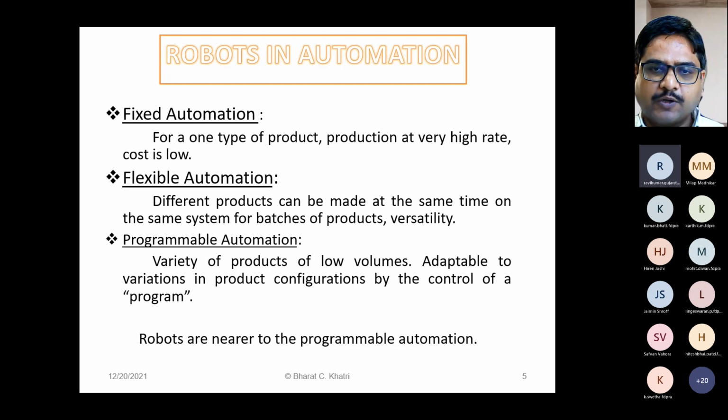You can go for a very low volume, and it is adaptable to variation in the product configuration by control of a program. So you can change the program and you can do things very easily in this case, right? So robots are near to programmable automation. As we know that automation and robots lie in the same field, robot is one part of the automation. So it is near about programmable automation. Automatically it will perform the task, and its program can vary for different types of tasks. So it will lie in programmable automation.